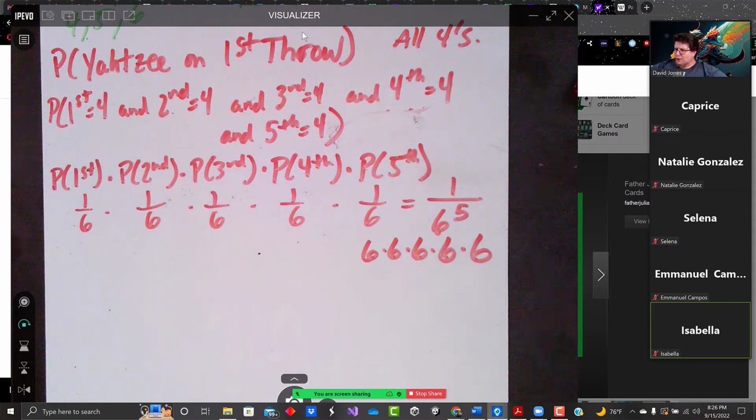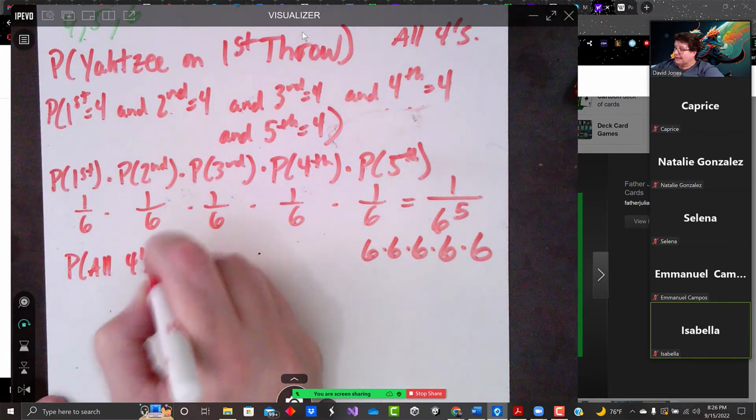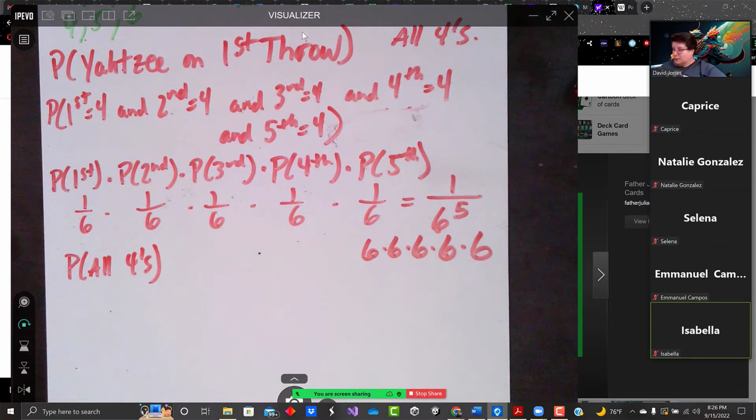But let's just say you wanted any Yahtzee. So any Yahtzee, let's stick with the specific Yahtzee here. So the specific Yahtzee, all 4s here, is 1 over 6 to the 5th power.